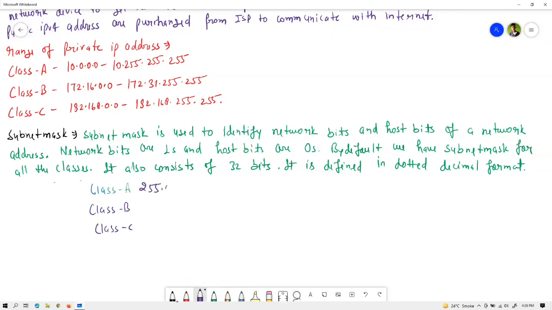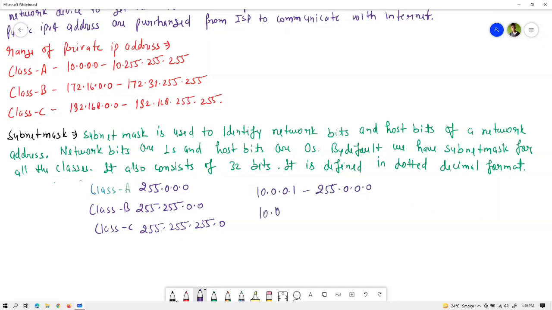For class A, it is 255.0.0.0. For class B, it is 255.255.0.0. And for class C, it is 255.255.255.0. It means if you are writing an address from class A, its first octet will be fully used, right? Let's say if I am writing this address 10.0.0.1, it means it is a class A address, as per the range. Now its default subnet mask will be 255.0.0.0, right?